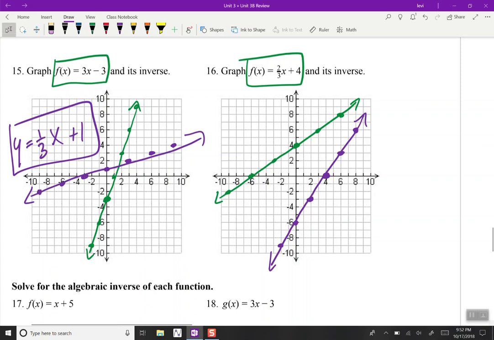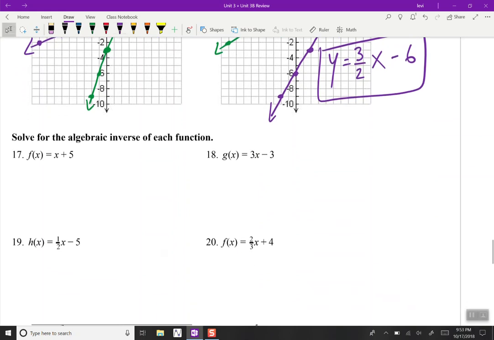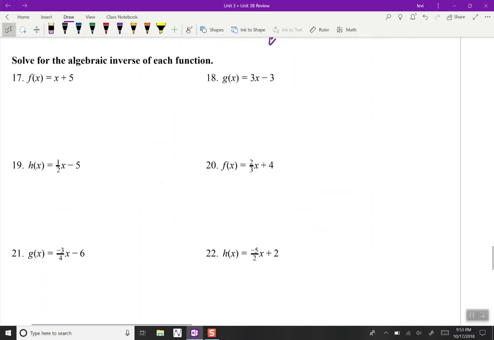And what can we see? Well, we've got a y-intercept of negative 6, so that's minus 6. And we're going up 3, right 2, so 3 halves x minus 6. Solve for the algebraic inverse of each one of these. So all these are the same as y equals, right? So I'm just going to do that for the first one.